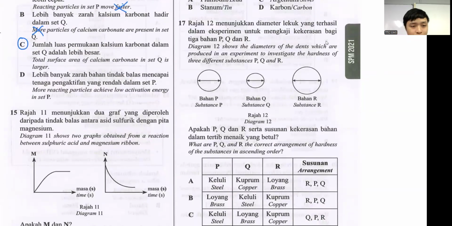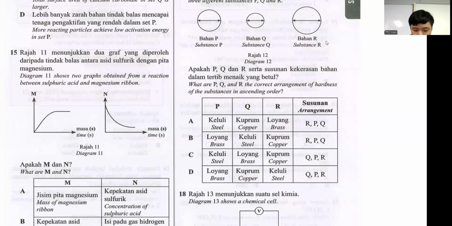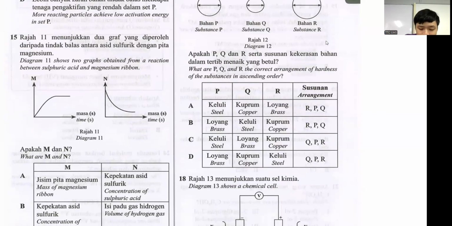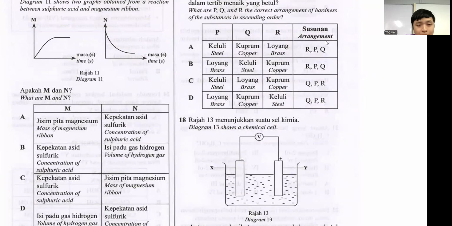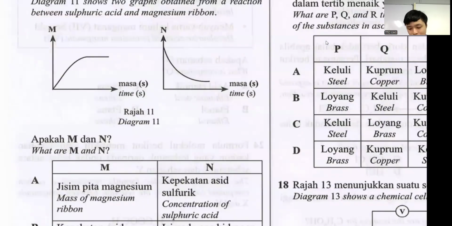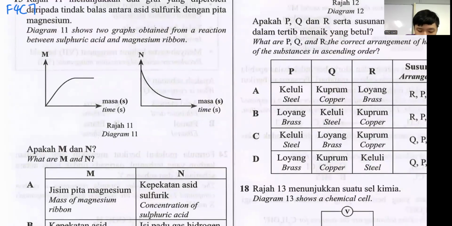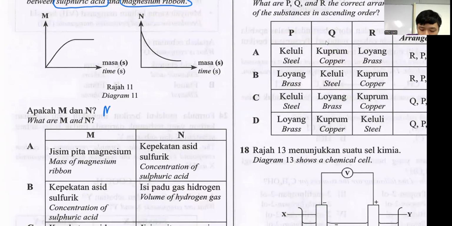Okay. 15. Diagram 11 shows two graphs obtained from the reaction between sulfuric acid and magnesium ribbon. This is also Form 4, chapter 7. What are M and N? So you see, normally M increases, N decreases. The reaction is between sulfuric acid and magnesium ribbon. So, Mg plus H2SO4, you will get MgSO4 and hydrogen gas.